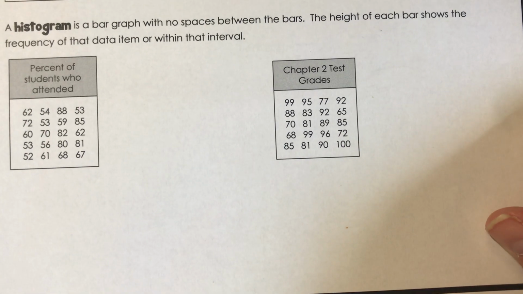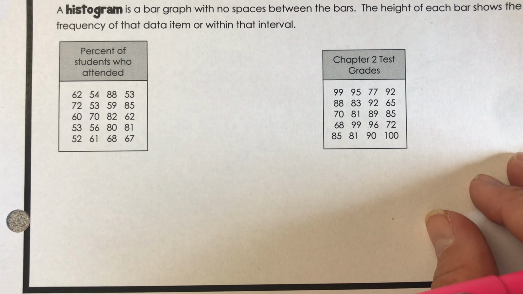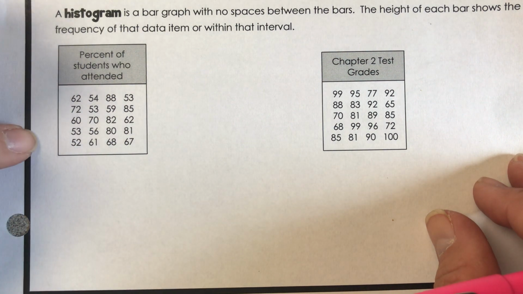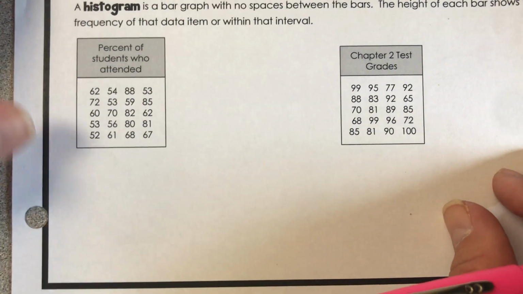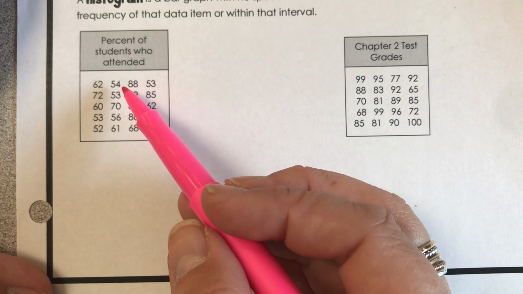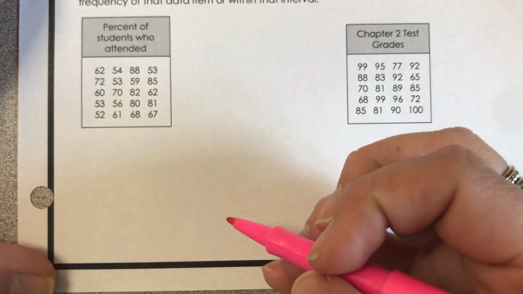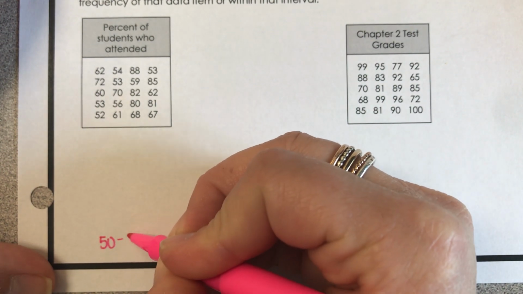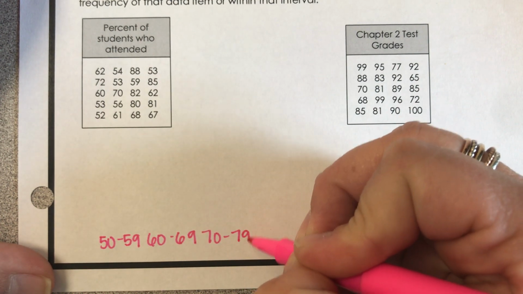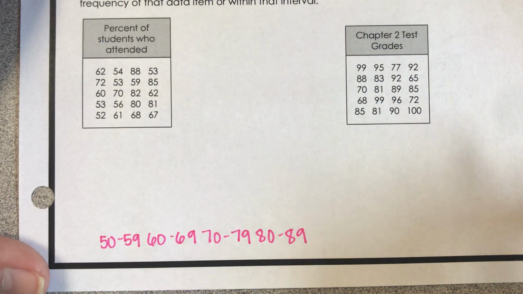And then the last part is a histogram, which is a bar graph where the bars are touching. Now here's the thing, we don't necessarily want to have a bar for every single data item, right? If these are the percent of students who attended, whether it's prom or the basketball game or whatever, I don't want a bar for 53, 54, 55, 56. That would be way too many, all the way up to 88. So I'm going to group my data into the categories 50 to 59, 60 to 69, 70 to 79, and 80 to 89. Those are good groups. They're not overlapping, they're even.